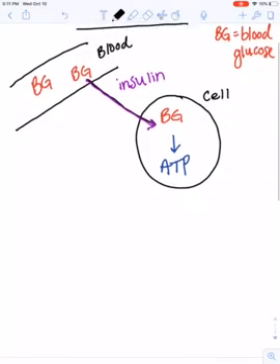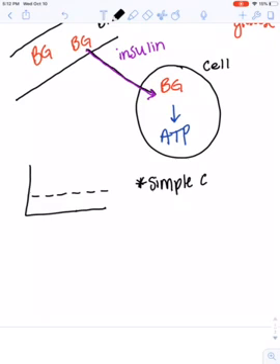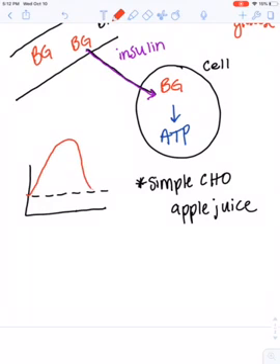So let's look at a couple of things that increase our blood sugar. So if we look at an example, if this is our normal blood glucose levels, and let's say we have a simple carbohydrate. So a simple carbohydrate, let's just call it apple juice. With apple juice, what happens is as we increase our intake of apple juice, we spike our blood sugars really high and then they come back down to normal.